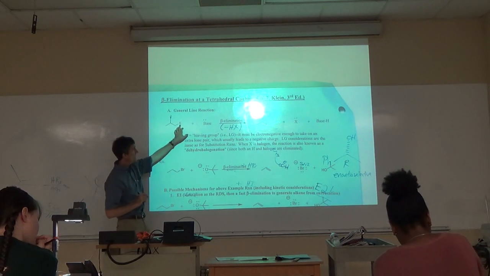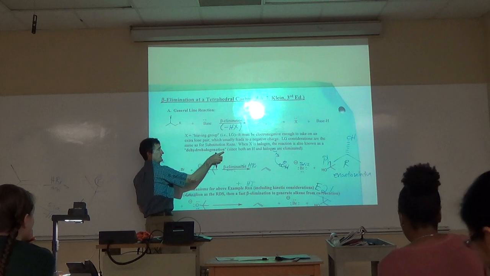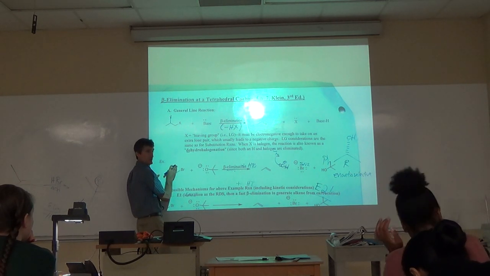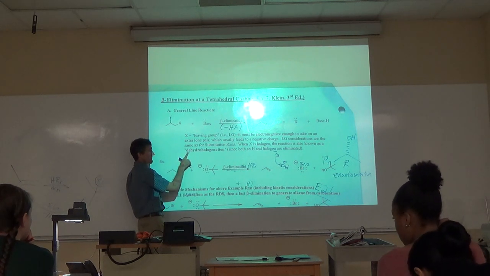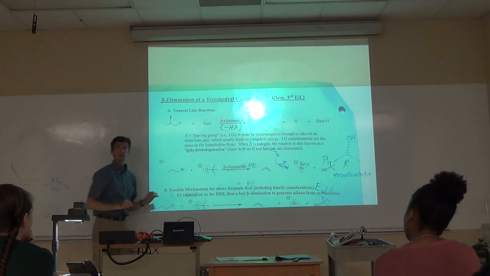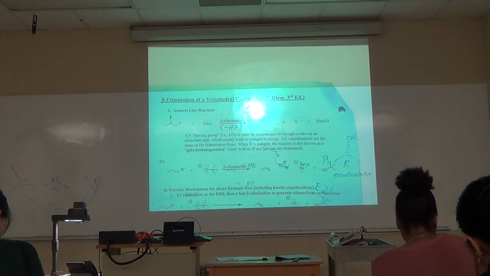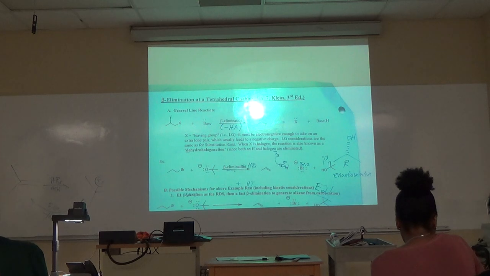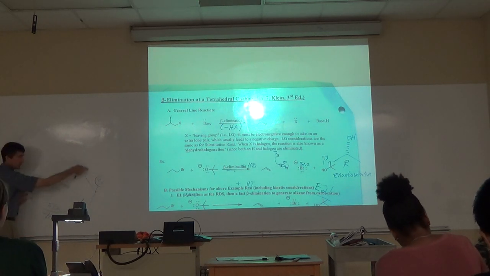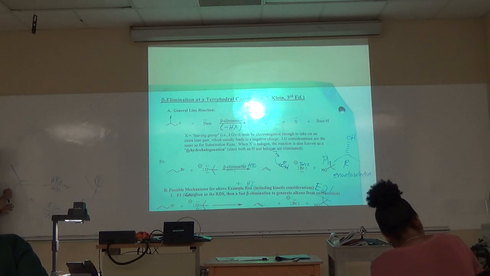When the X is a halogen, this is also known as a dehydrohalogenation. De meaning we're removing it, we're losing it. What are we losing? A hydrogen and the halogen. So it can be called a dehydrohalogenation reaction. Right here, hydrohalogenation, dehydrohalogenation.